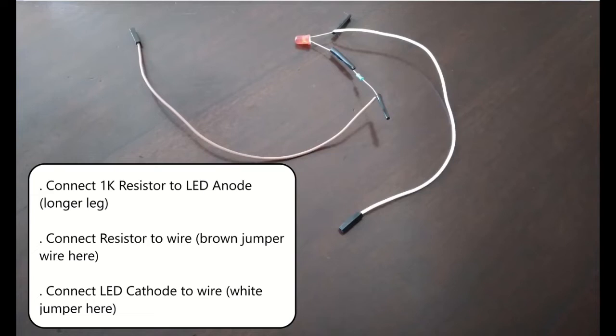For the connections, connect the 1K resistor to the LED anode, then connect the end of the resistor to a wire. Let's color it brown here. Then connect the LED cathode to a wire that's colored white here.